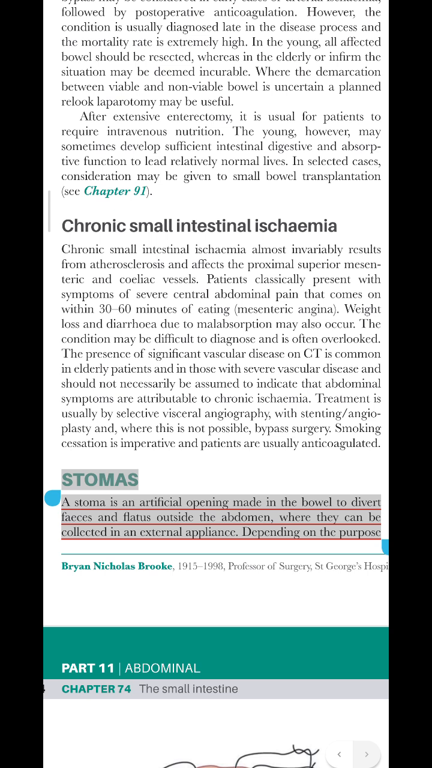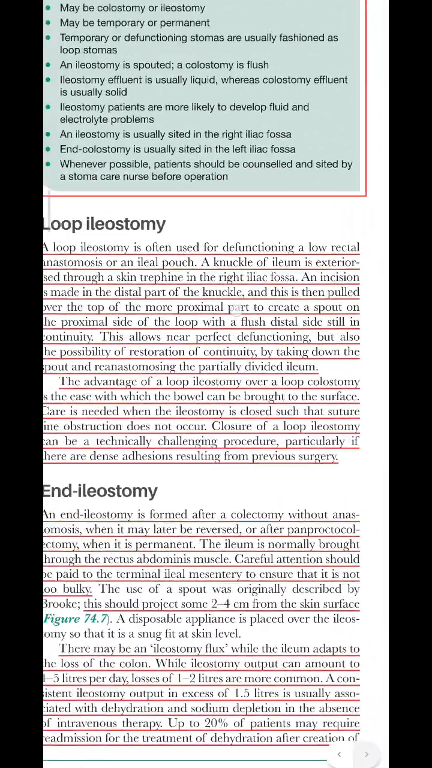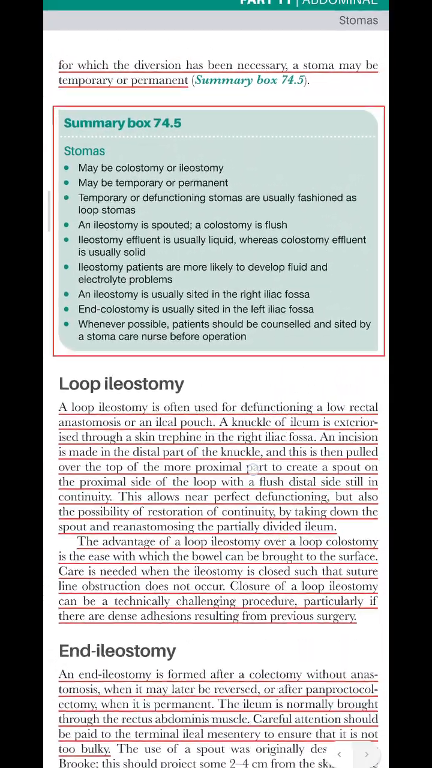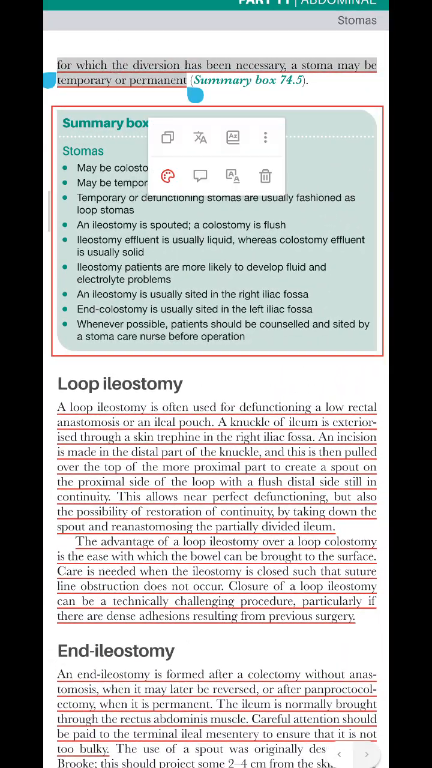Stomas. A stoma is an artificial opening made in the bowel to divert feces and flatus outside the abdomen, where they can be collected in an external appliance. Depending on the purpose for which the diversion has been necessary, a stoma may be temporary or permanent.